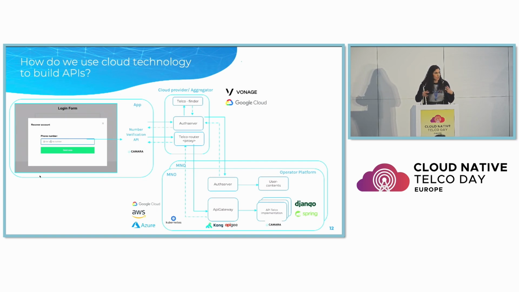So these API gateways go directly to the telco API implementations. Each telco must have, using CAMARA, their own implementation. Some examples of the technology we use are Django and Spring, but you can use whatever, because it's specific to each telco.